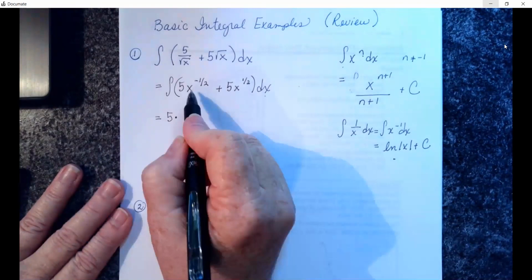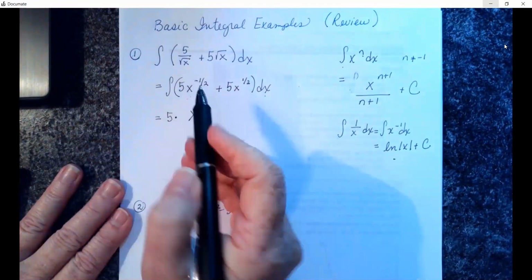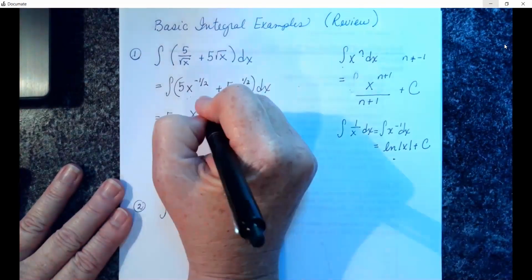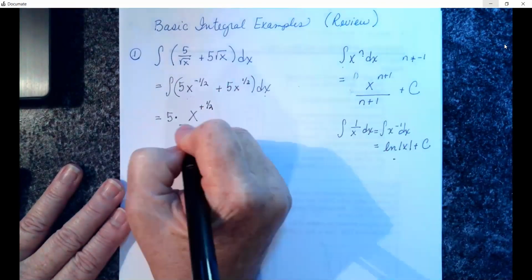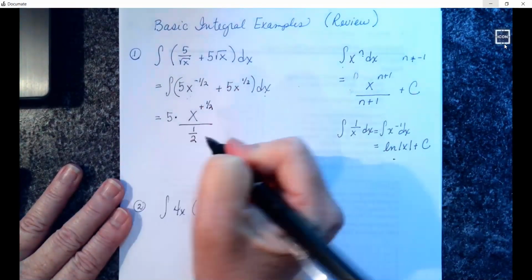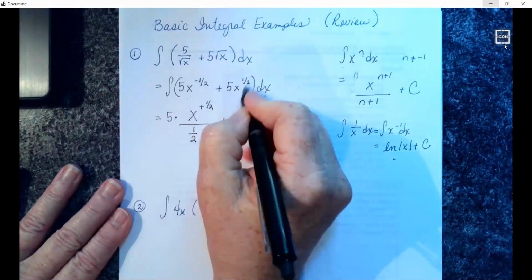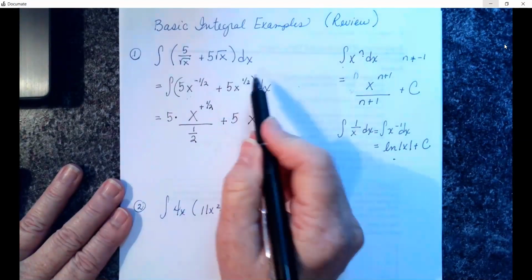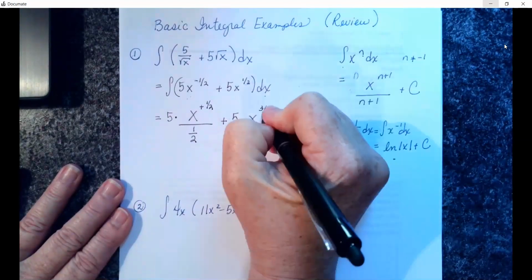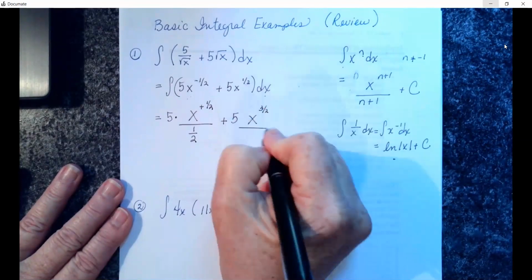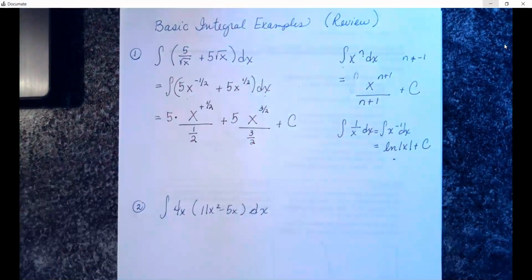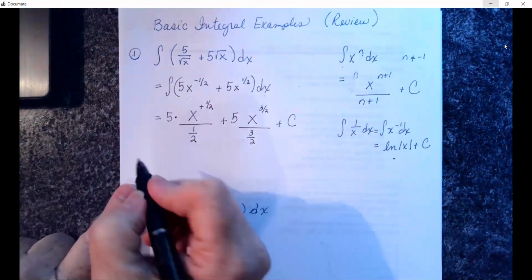To do that, we add 1 to the exponent. If you add -1/2 plus 1, you get +1/2, and divide by the new exponent. Then we do the same thing for the second part. If you add 1 to this exponent, 1/2 plus 1 is 3/2, and divide by the new exponent. Instead of putting a plus C1 and plus C2, we usually just put one big plus C arbitrary constant at the end. Now let's go ahead and simplify.